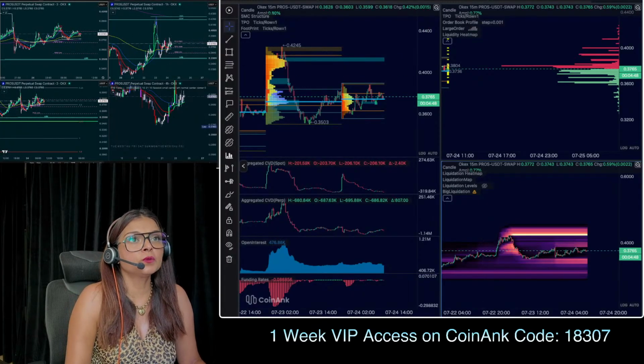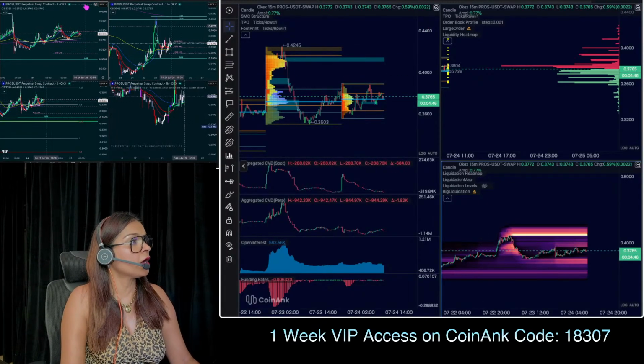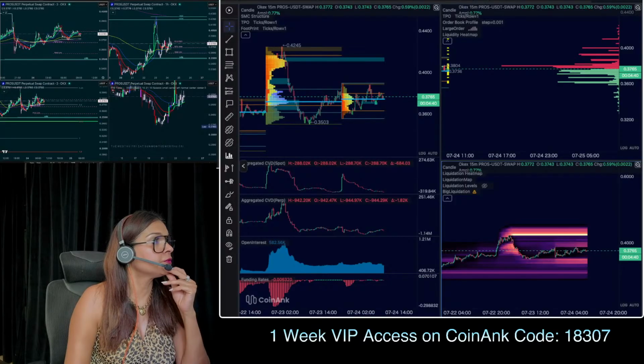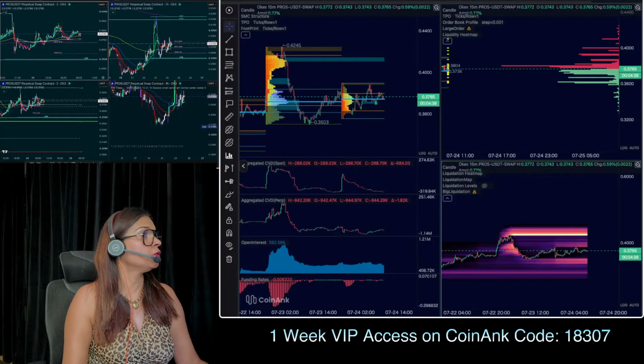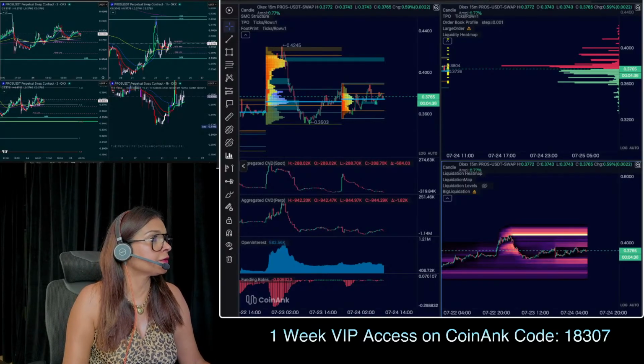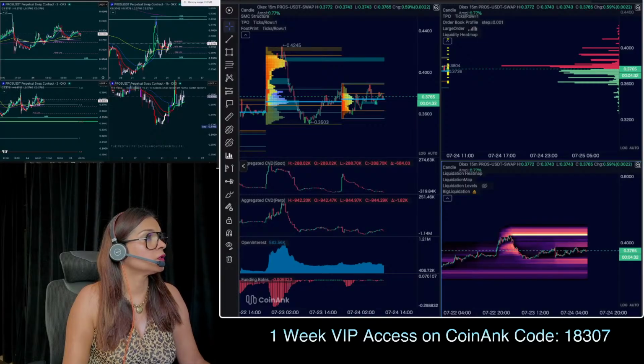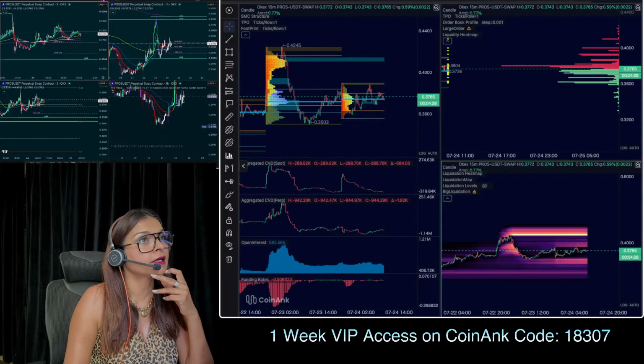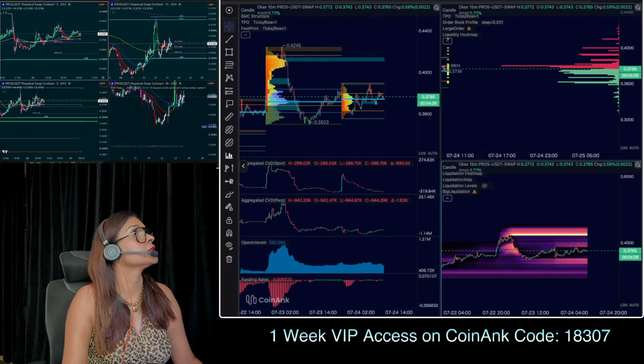Now, if you would like to see how I find these setups on TradingView, if you go on TradingView and look at, I have a scanner. Let me just see here.